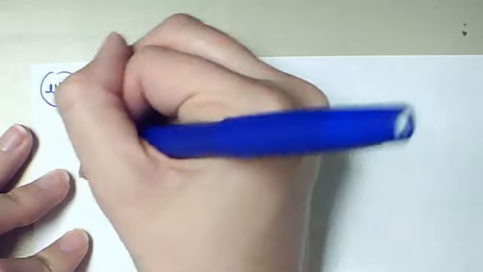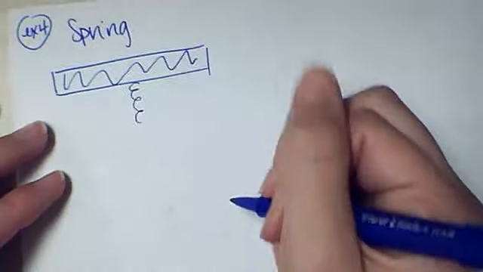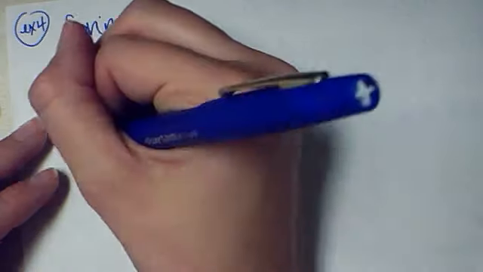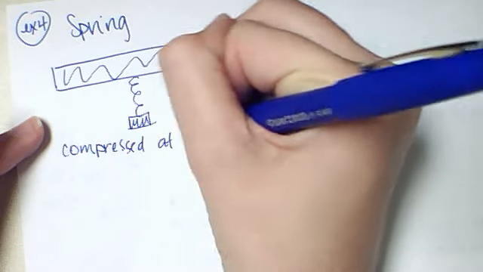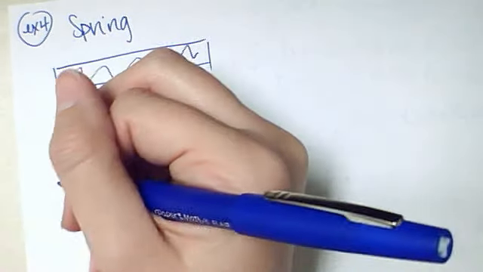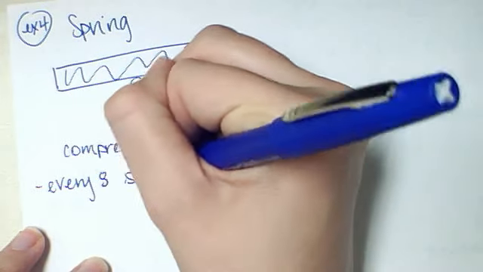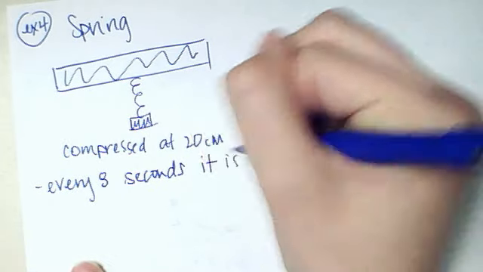The next example we want to talk about is a spring problem. I'm going to draw a desk or a table, or maybe your car in the undercarriage, and there's a spring coming from that, and maybe a weight on the bottom of it, or maybe not, just a spring. It is compressed at 20 centimeters. And every 8 seconds, it is moving back and forth.